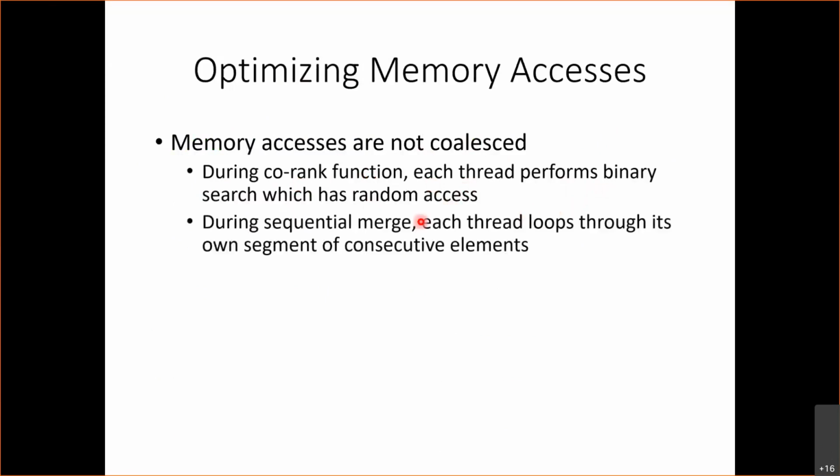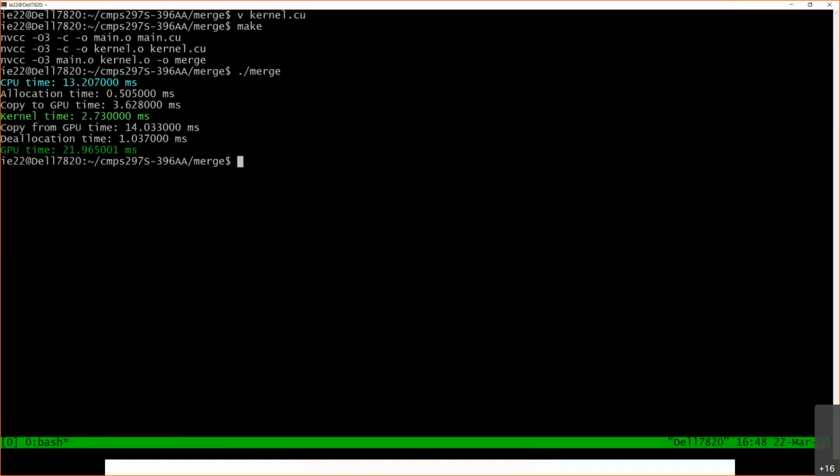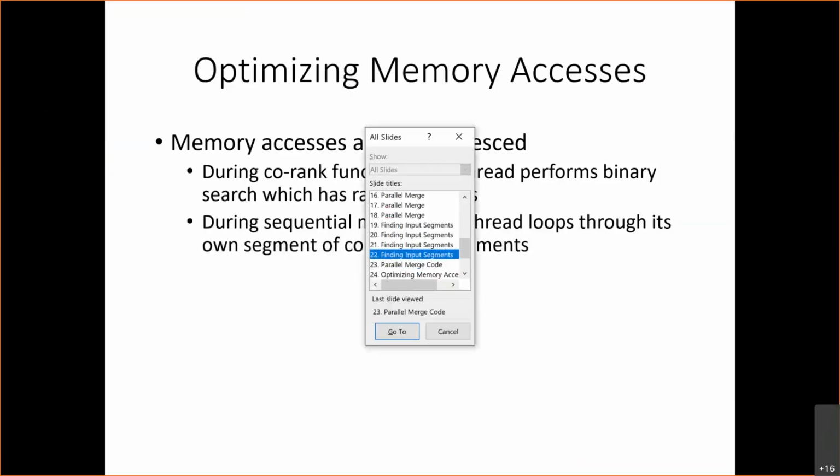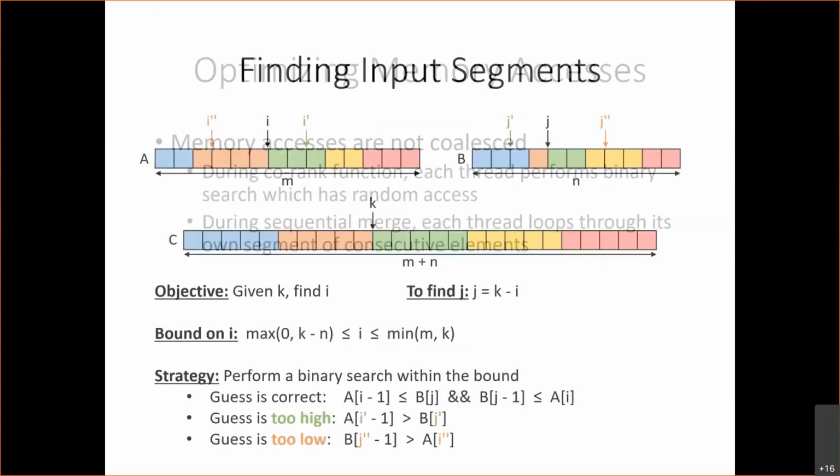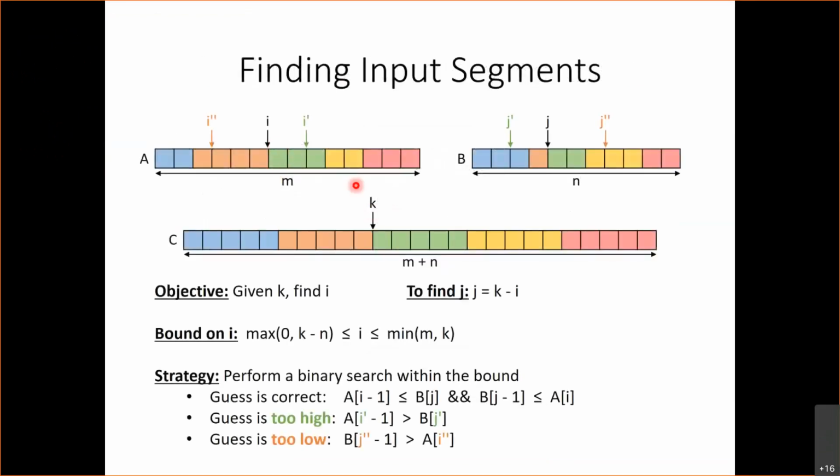So during a sequential merge, each thread loops through its own segment of consecutive elements. Okay, so when I actually finish the corank function, let me go back here. When I finish the corank function and I'm doing a sequential merge, one thread is looping through these, another thread is looping through these, another thread is looping through these.